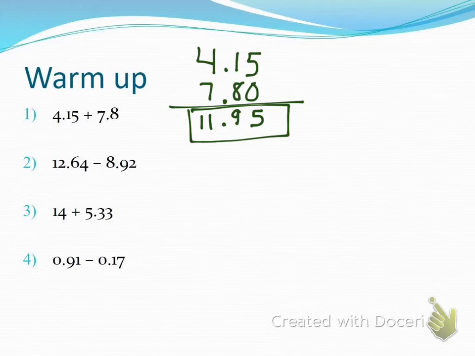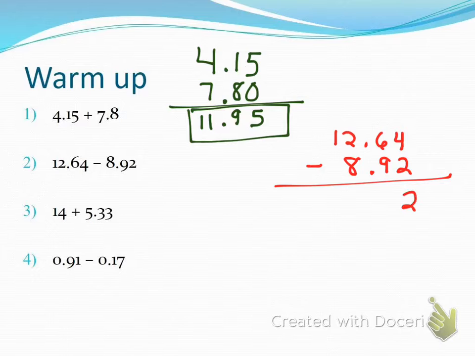Number 2. Put it over off to the side a little bit. 12.64 minus 8.92. Can I do 4 minus 2? Okay, that's... Okay, can I do 6 minus 9? So what do I have to do?